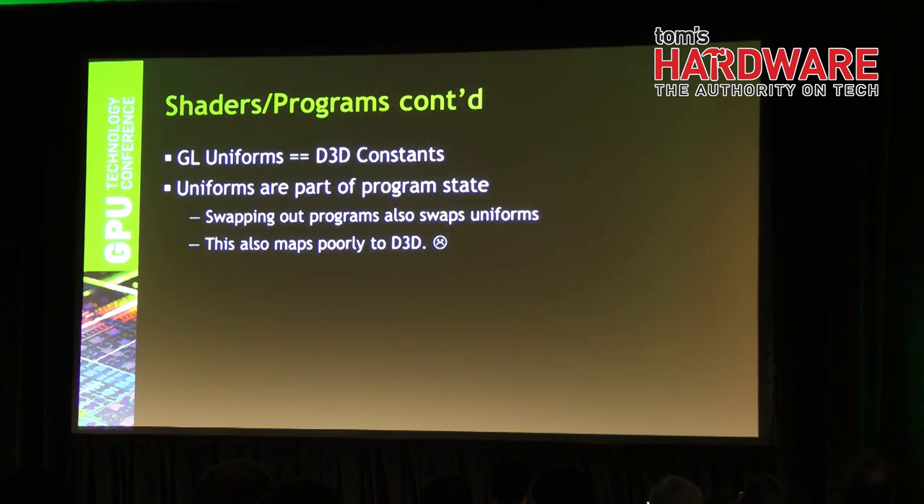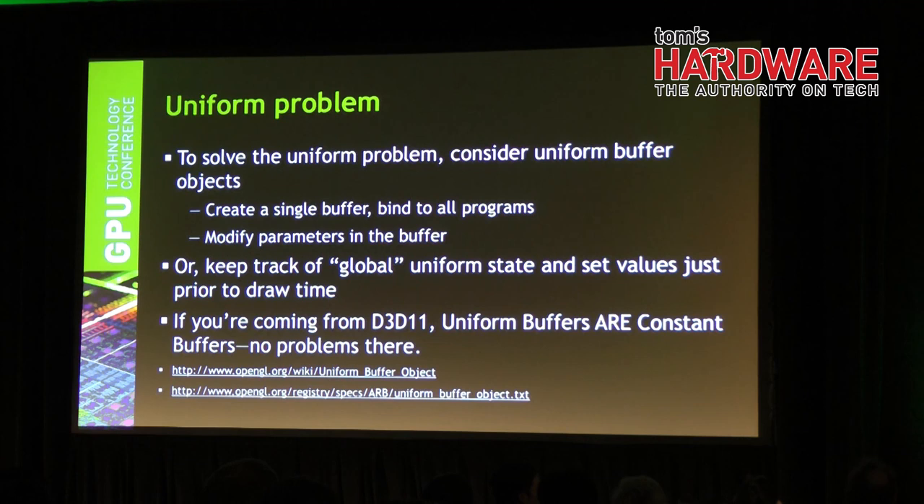Just in terminology, uniforms in GL are what constants are in D3D. Another thing that doesn't map particularly well is that uniforms are part of the program state. So when you swap out programs, it also swaps out the uniforms. So you have to do a little bit of magic to deal with that. I wanted to talk about solving the uniform problem first because it's easier.